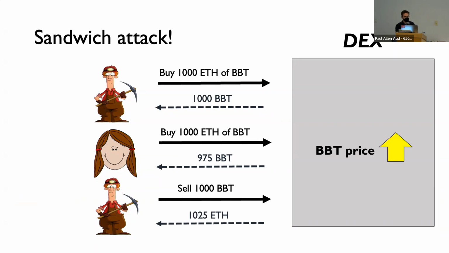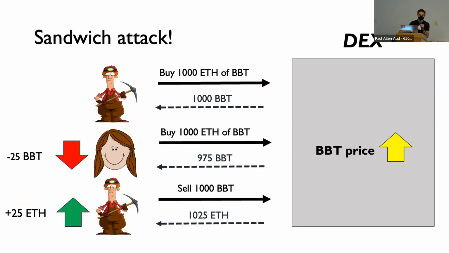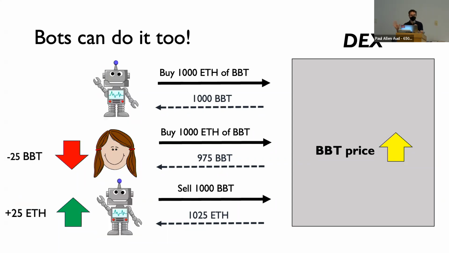What's the impact of this ordering of transactions? Alice is out 25 BBT. Where has her loss gone? It's gone into the pocket of the miner. So you can think of the miner as having basically picked Alice's pocket. Miners can do this. It's also possible for bots, entities other than miners, to do this. And I'll talk a little bit about how bots can achieve the same goal.